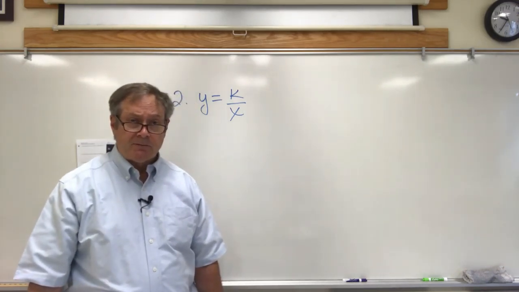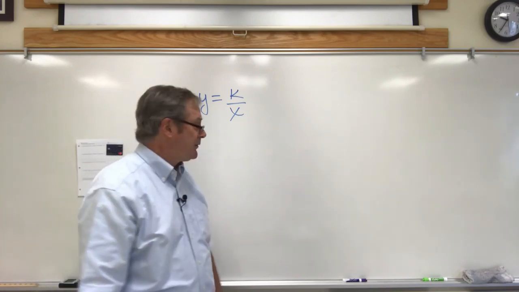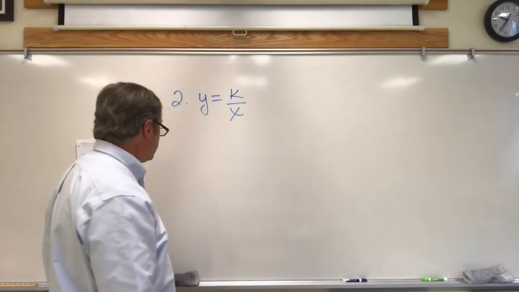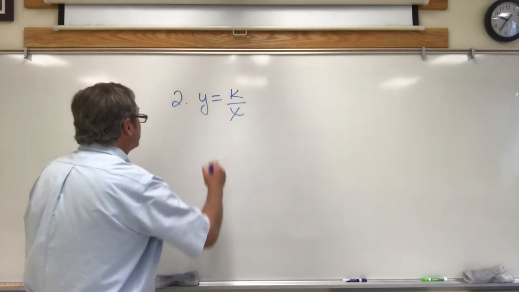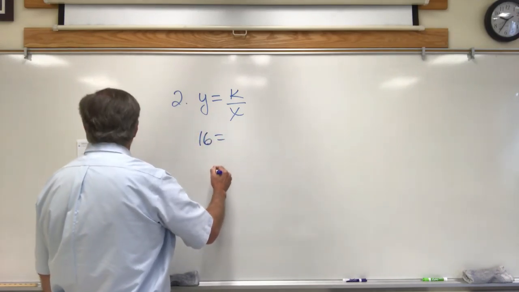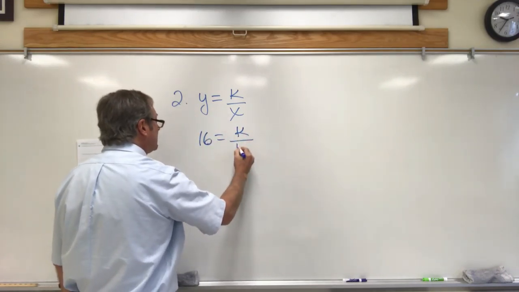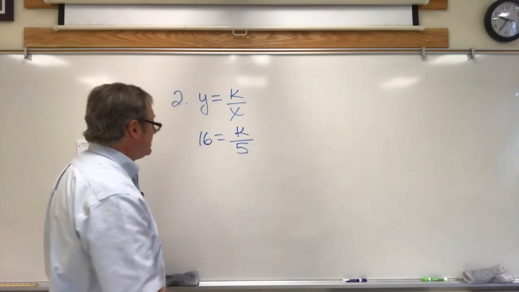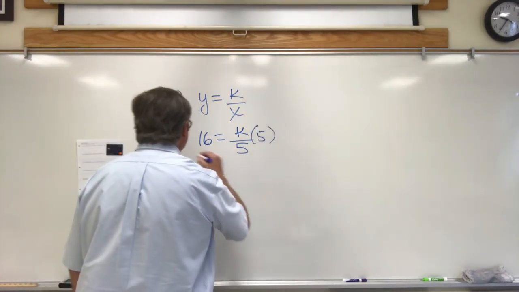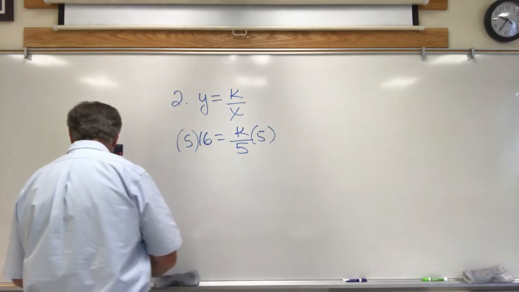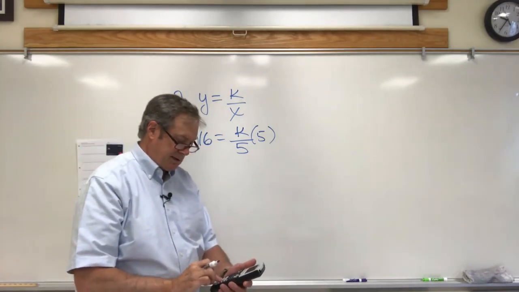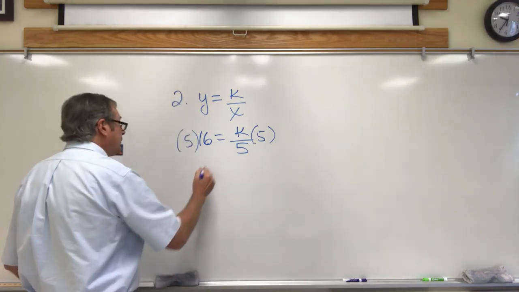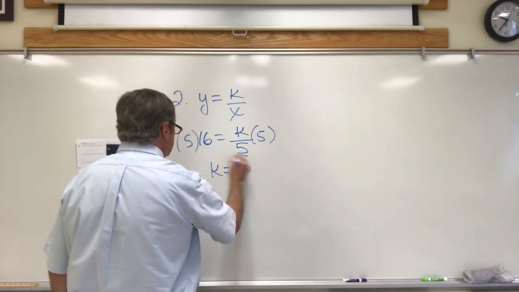Now, in number 2, we have an inverse variation problem. It says that y varies inversely with x, so the k, the constant, is in the numerator. And it says that y is 16 when x is 5. Okay, well, that's cool. So now we need to solve for k. We'll multiply both sides by 5. And let's see, go to the calculator. We've got 16 times 5 is 80. So in other words, the constant in this particular problem is 80.